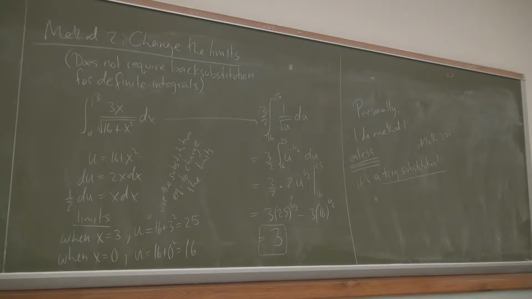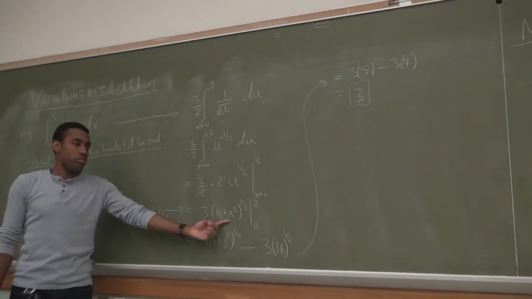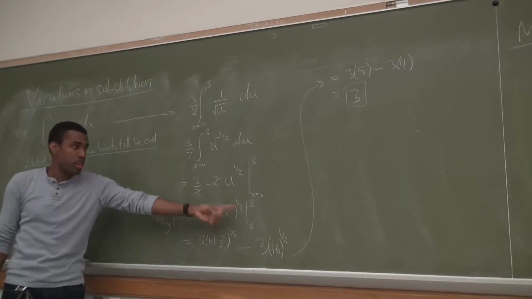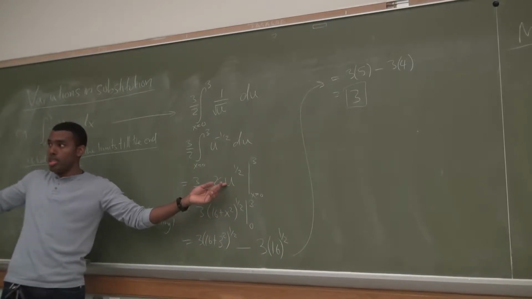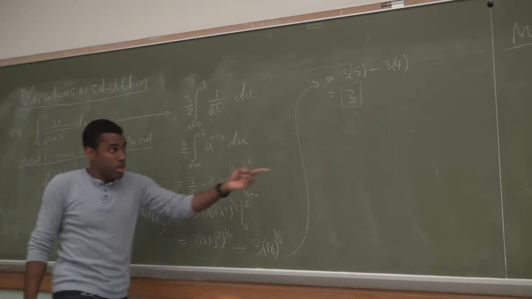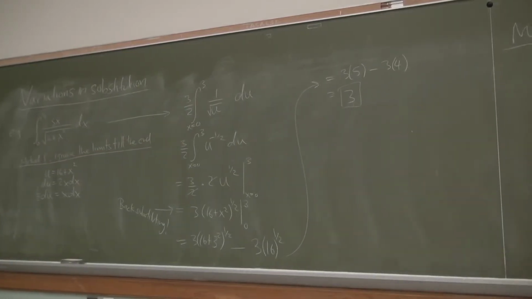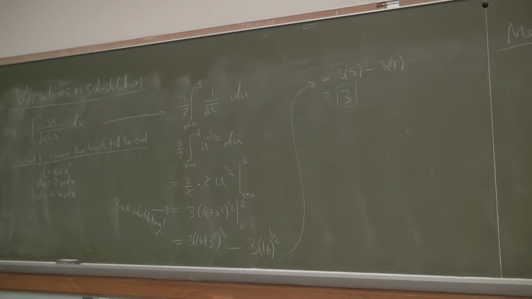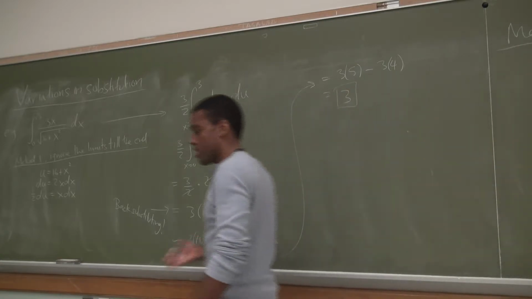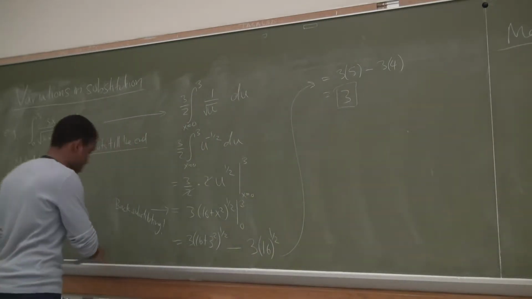In one, you keep the old limits, you don't change the numbers, the 0 to 3, you just keep it. But at the end, you have to plug the x back in. You can't plug them into the u's because they didn't deal with u's, they start with x. The second method, I changed them to be in terms of u's. So I took that 0 to 3 and I transformed them into 25 and 16. So I don't have to go back to x, I can just use these in the u's. One method isn't more right than another, it's just personal preference, what you like.